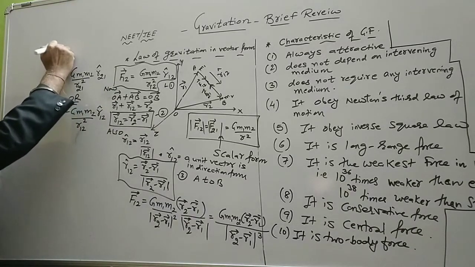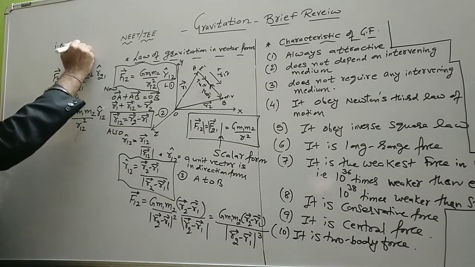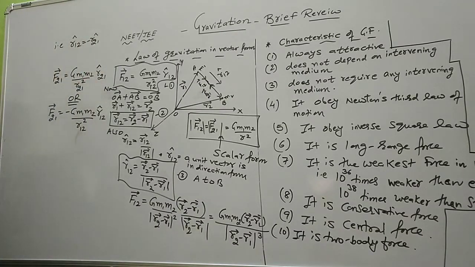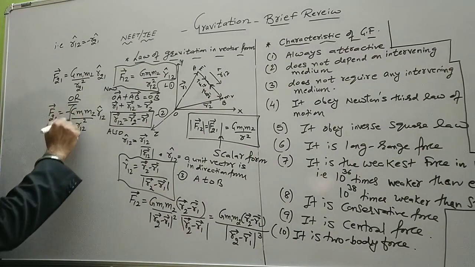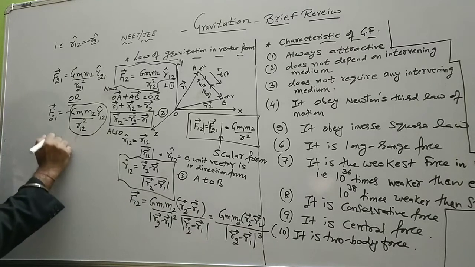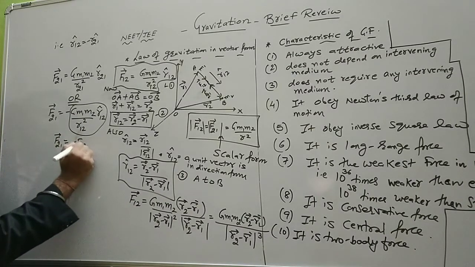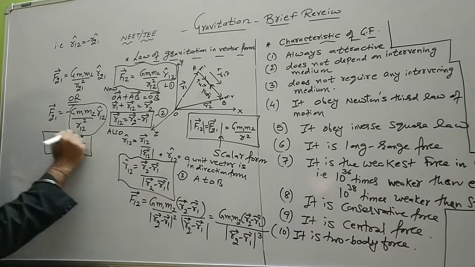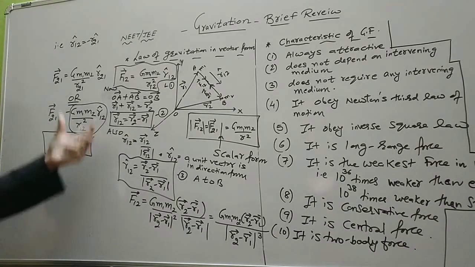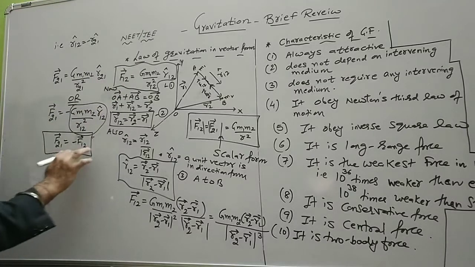That is, from the diagram it is clear R12 cap is equal to minus R21 cap. So from this, we can also prove that the law of gravitation obeys Newton's third law, because this portion is F12. So F21 is equal to minus F12. So this is Newton's third law of motion. So the law of gravitation obeys Newton's third law. So it is proved here.